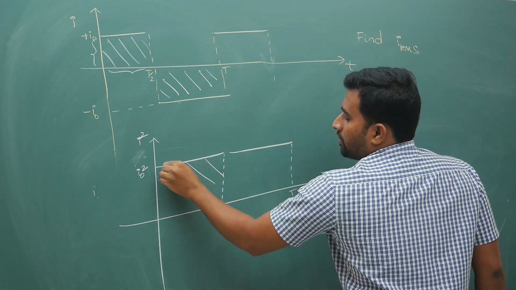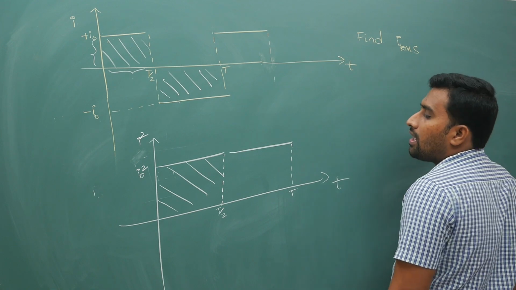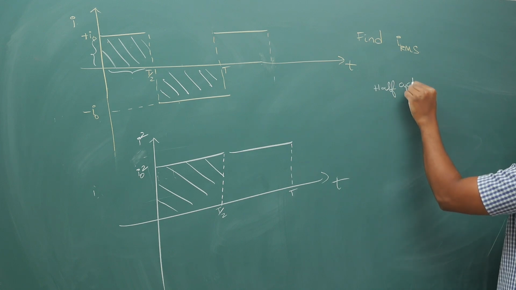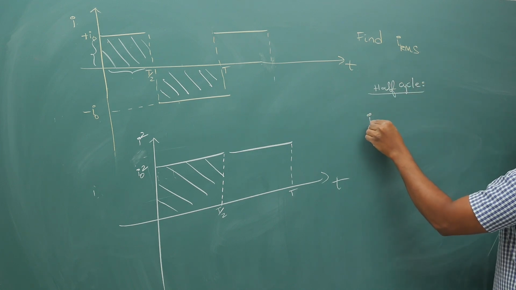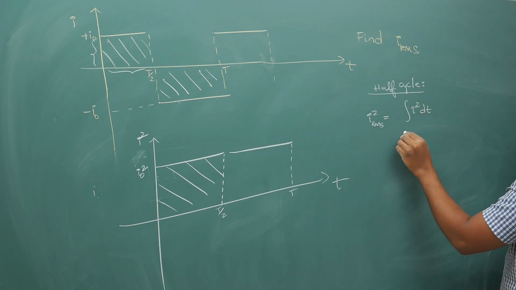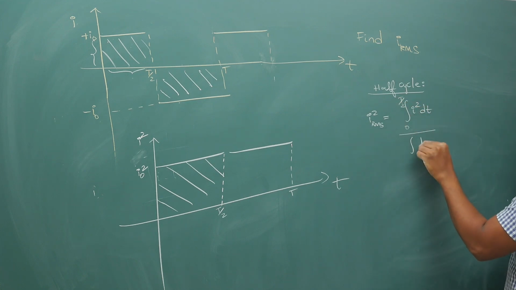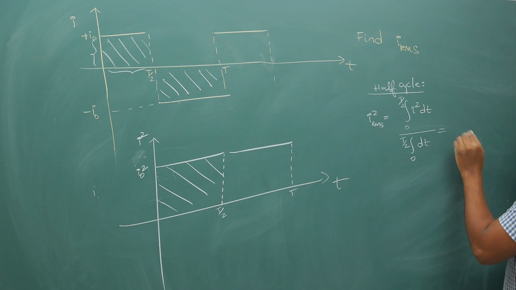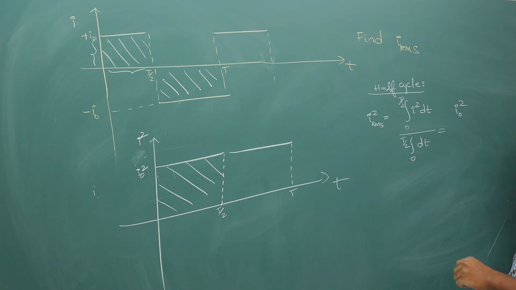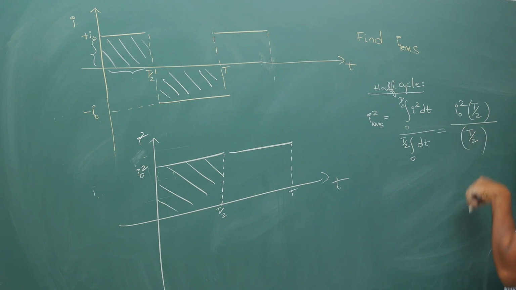Now if you are asked for half cycle, your I RMS square is the integral of I square dt from 0 to T by 2, divided by the integral of dt from 0 to T by 2. Your I square dt is I naught square into the area, T by 2. T by 2 will cancel off, and you are going to get I naught square for half cycle.